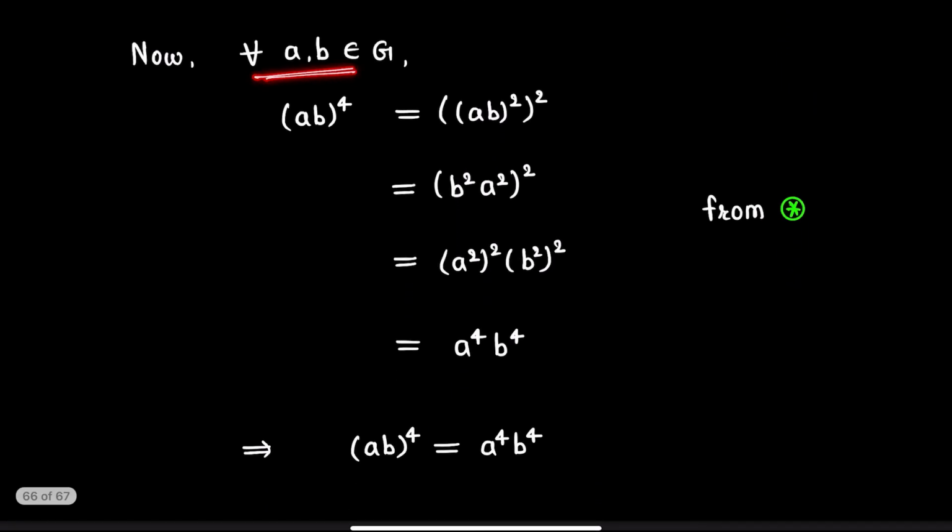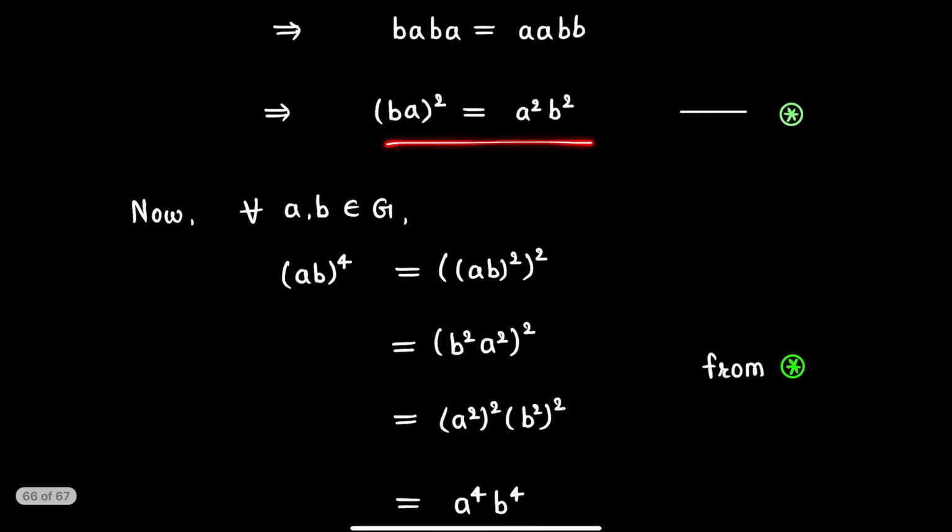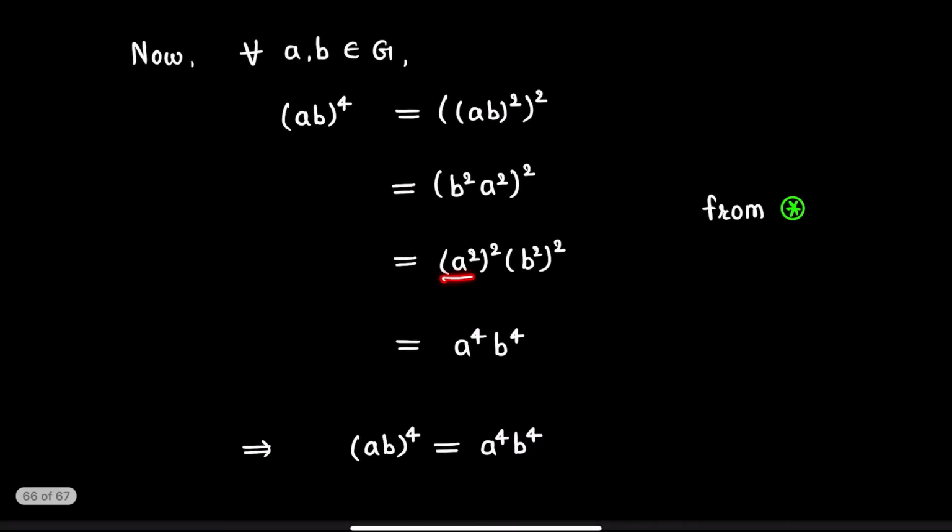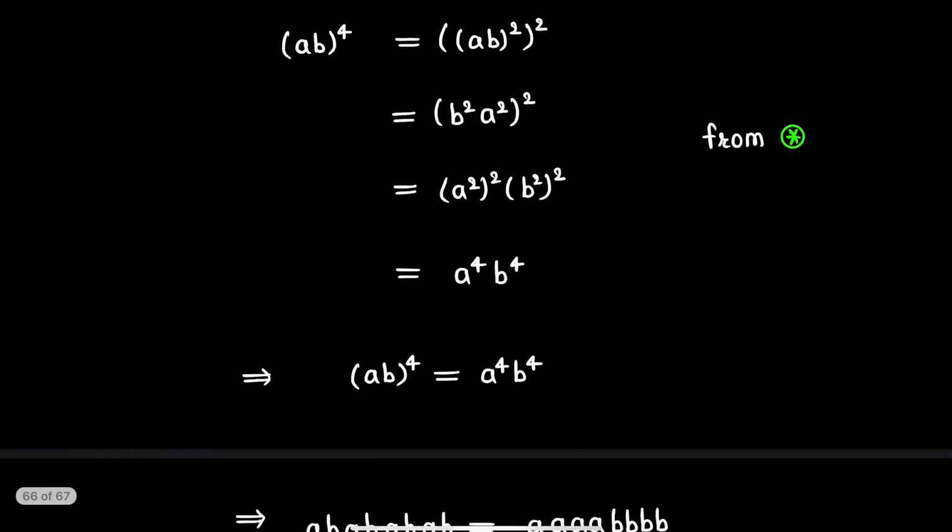Now for all elements a, b in group G, (ab)^4 can be written as ((ab)^2)^2. Now from star, (ab)^2 will be equal to b^2 a^2, and its square. Now again if we consider b^2 as an element in G and a^2 as an element in G, and again applying condition star, we have (a^2)^2 (b^2)^2. Now (a^2)^2 will be a^4 and (b^2)^2 will be b^4. So finally we get (ab)^4 is the same as a^4 b^4.